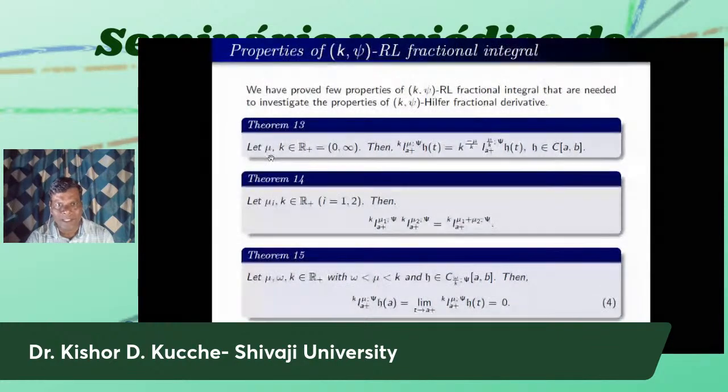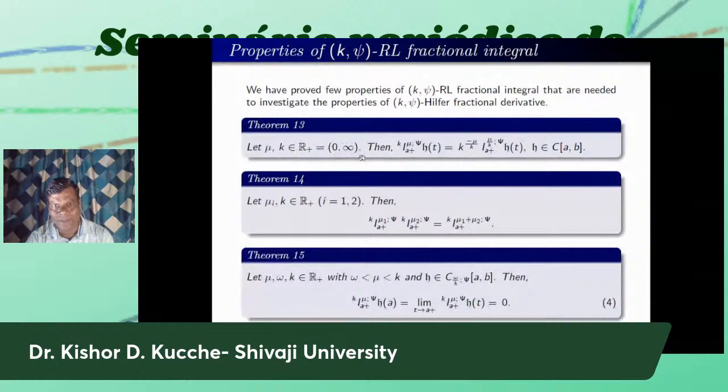When mu and k are positive numbers between 0 and infinity, this K-Psi Riemann-Liouville fractional integral can be written as the psi Riemann-Liouville fractional integral with this parameter in multiplication. This K-Psi Riemann-Liouville fractional integral satisfies the semigroup property.